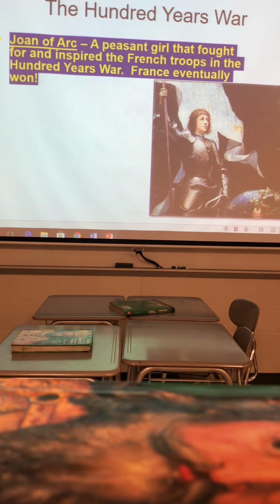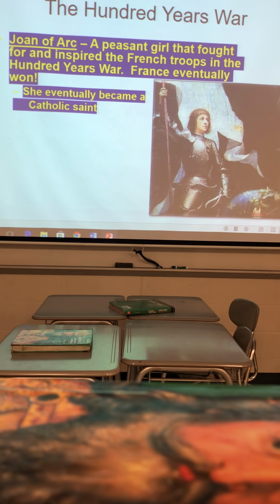So in the Hundred Years' War, Joan of Arc was a peasant girl that fought for and inspired the French troops. France eventually won. Way to go, Joan of Arc. She eventually became a Catholic saint. People thought so much of her.